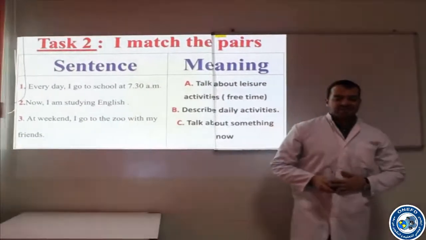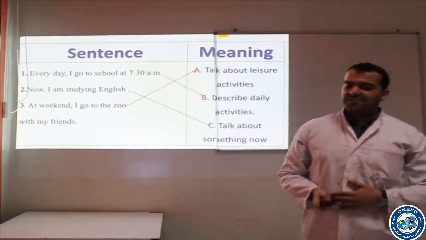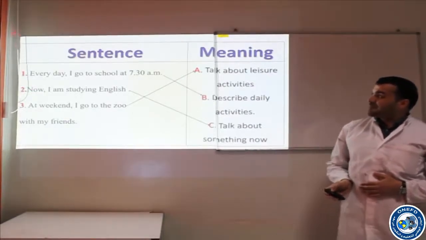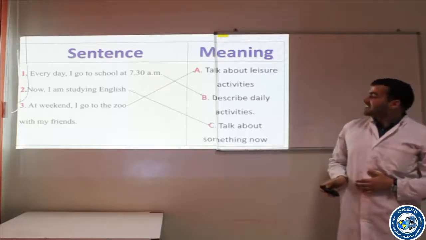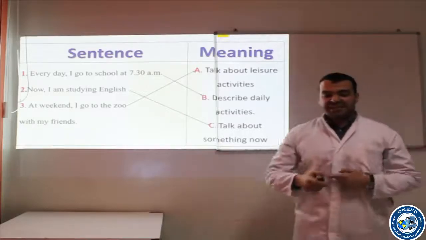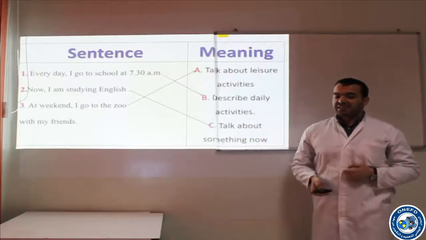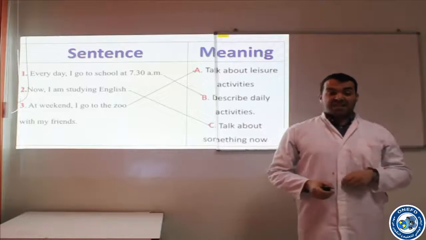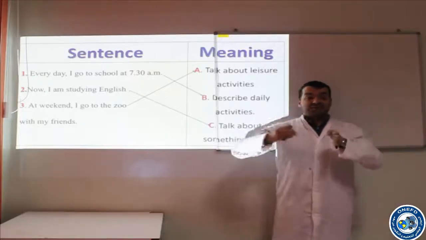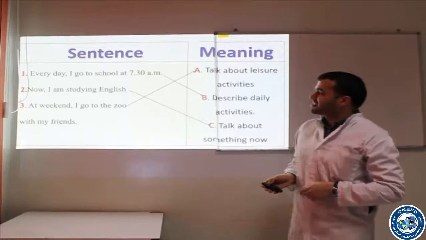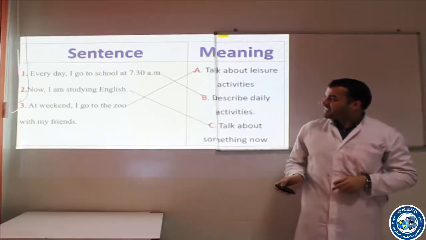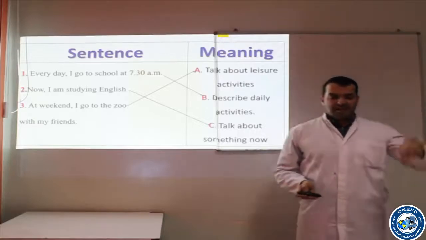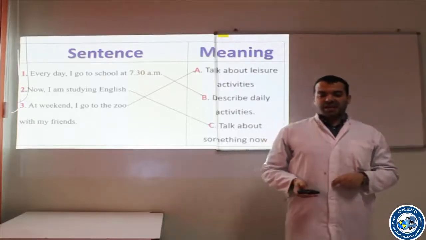Okay, time is up. Let's correct together. First sentence, I go to school at 7:30 a.m. Its meaning, to describe daily activities or daily routine. Number 2, now I am studying English. We can say, I am studying English now, or you can start with now. Express what? To talk about something happening now.